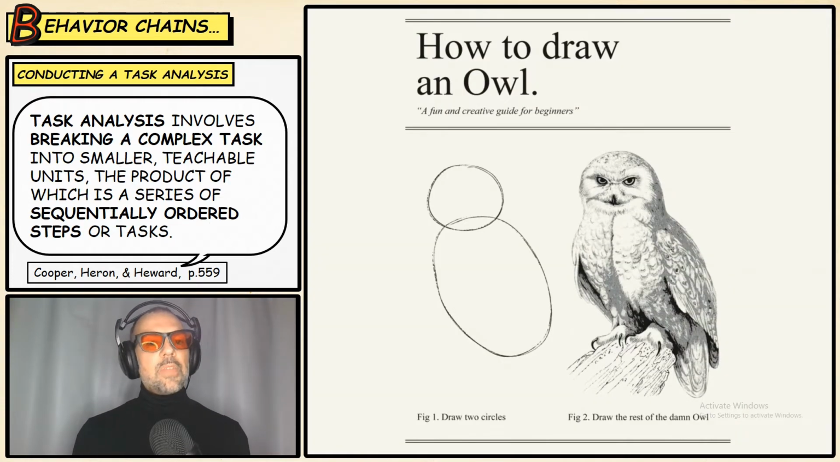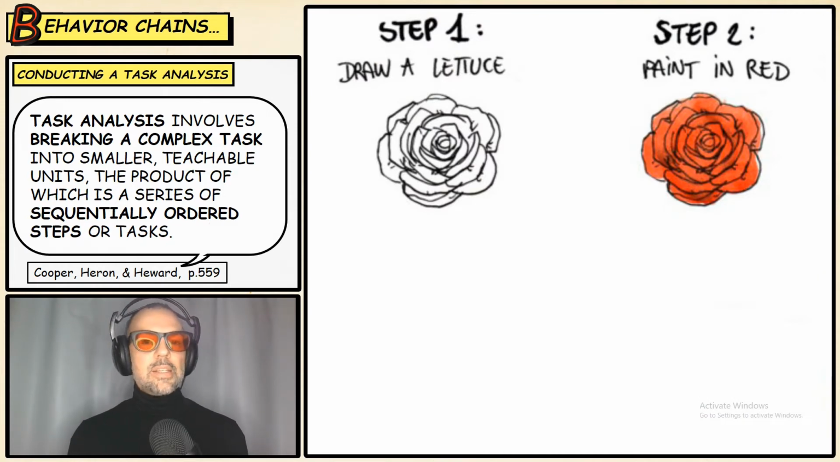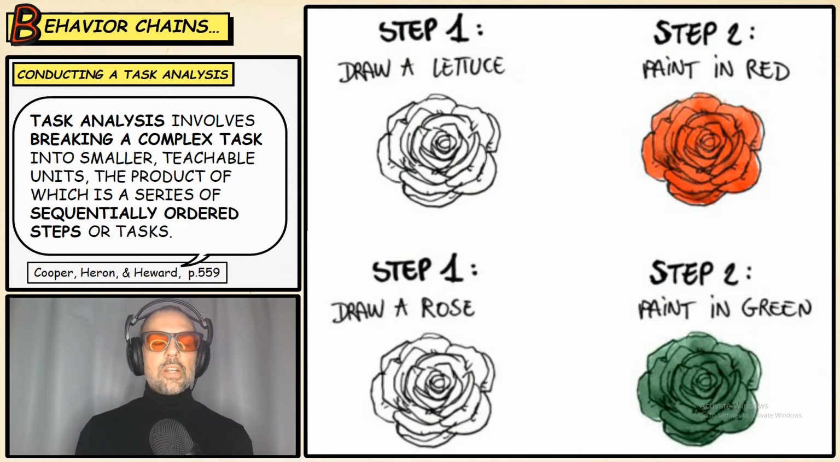For example, if you want to learn how to draw an owl, this task analysis is not going to be helpful. It's not an effective task analysis. And if you're trying to draw a rose, you might find a task analysis that says step 1, draw a lettuce. Step 2, paint it red. And you might think, well, I'm halfway there. Now I just need a task analysis for how to draw a lettuce. So you do an online search and find that the way to draw a lettuce is step 1, draw rows. Step 2, paint it green.